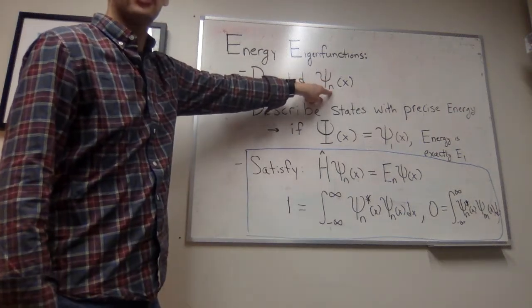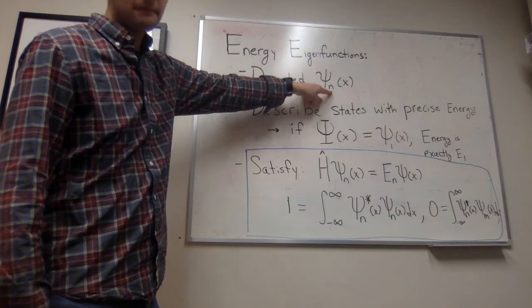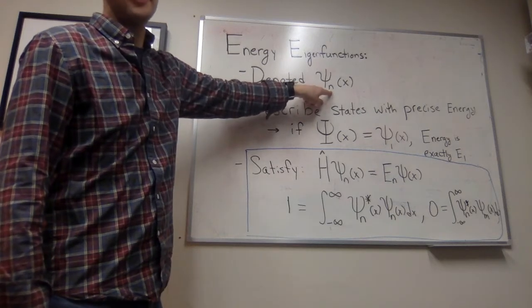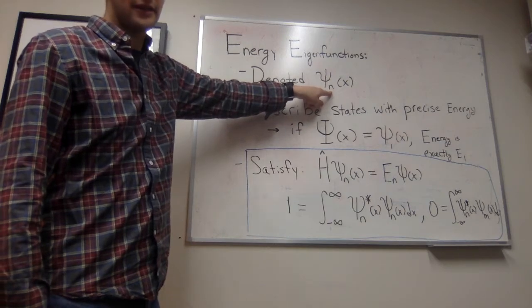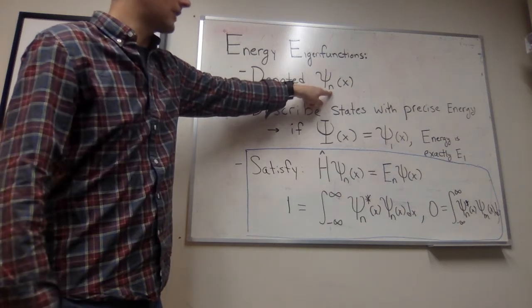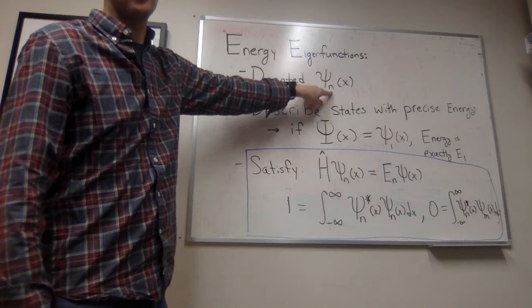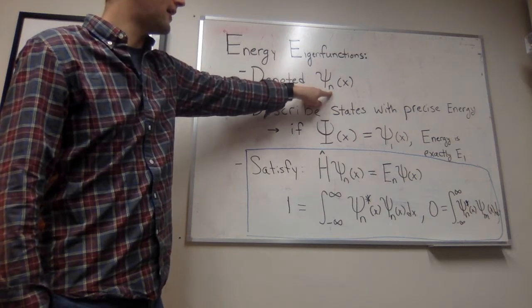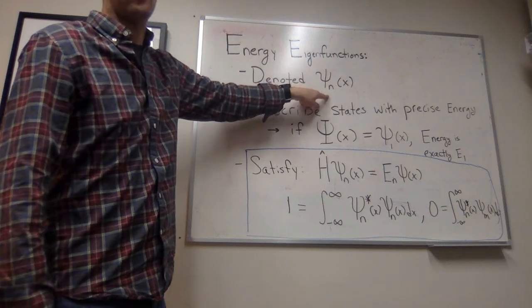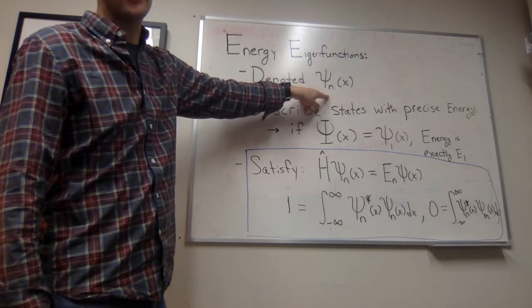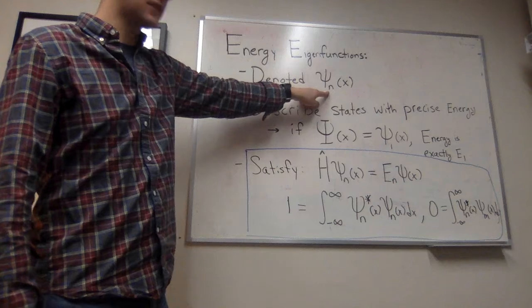n will typically be some integer. If we're talking about the particle in a box, the integer could be 1, 2, 3, and so on. n equals 1 is the lowest possible energy eigenstate for the particle in the box. That will also have the lowest energy, so we'll call that the ground state.